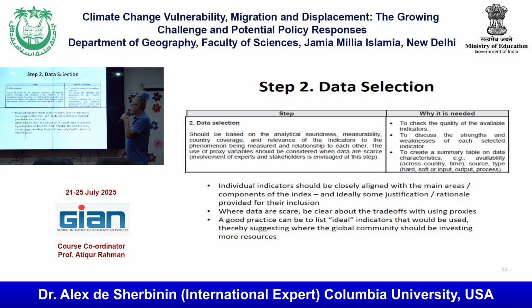I already kind of mentioned this. And yesterday I talked about how for the vulnerability mapping we did in Mali, we provided justification for every single indicator, saying this is how it's related to the concept that we're trying to measure. Where data are scarce, be clear about the trade-offs of using proxies, and a good practice is to list ideal indicators that would be used.